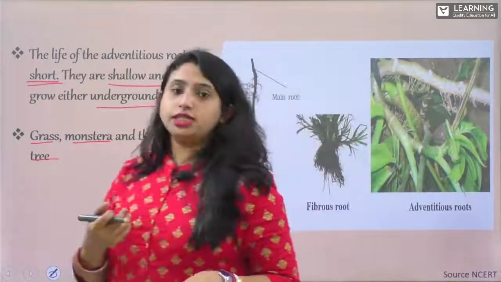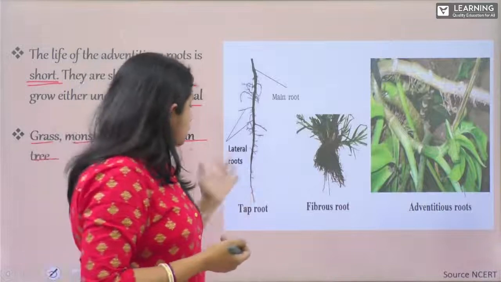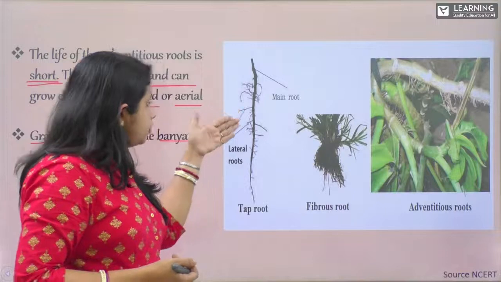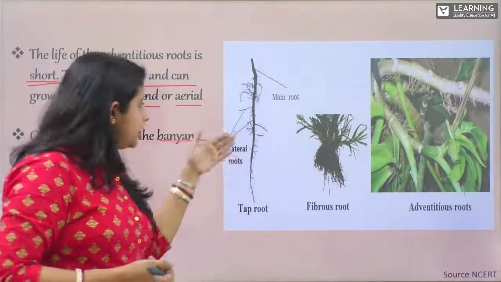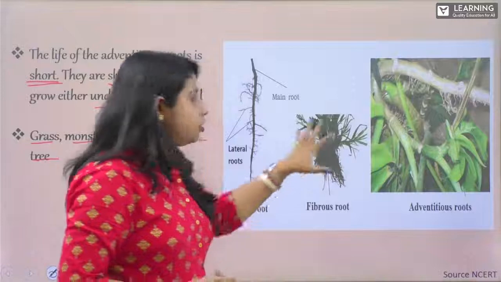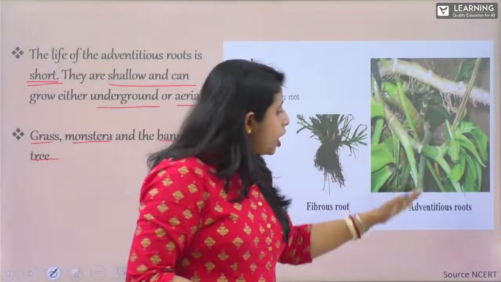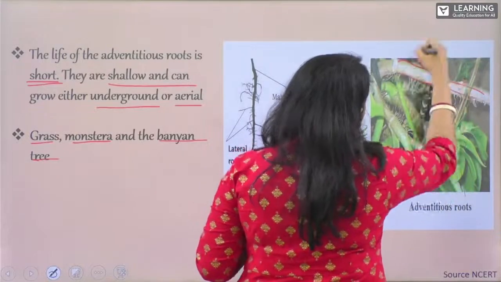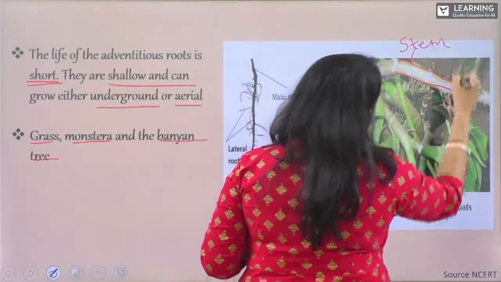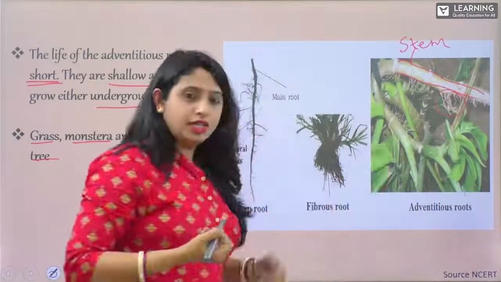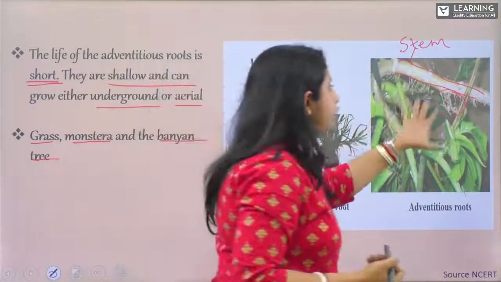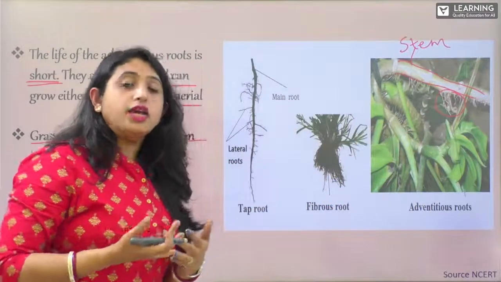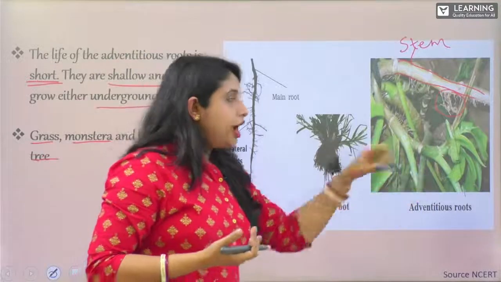So this is from your NCERT. You can see these are the lateral roots, this is the tap root from where some secondary roots are coming out, that is your lateral roots. Then these are the fibrous roots, which look like a mat, right? And this is your adventitious roots. As you can see, here this is a stem. From the stem, many roots are coming out, isn't it? So these are your adventitious roots. From the stem or from the leaves, the roots come out, right?